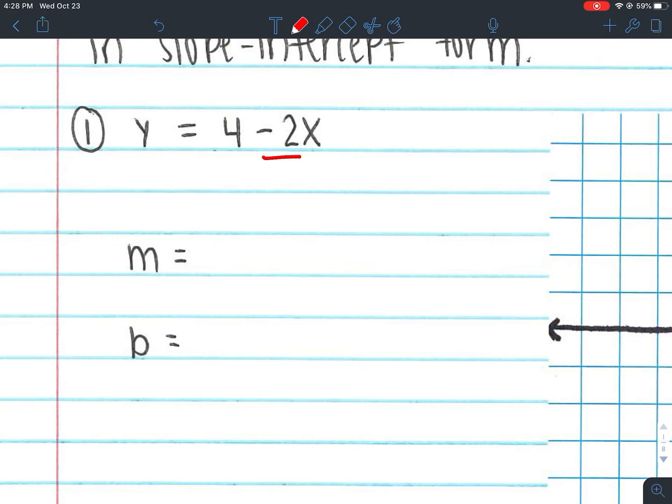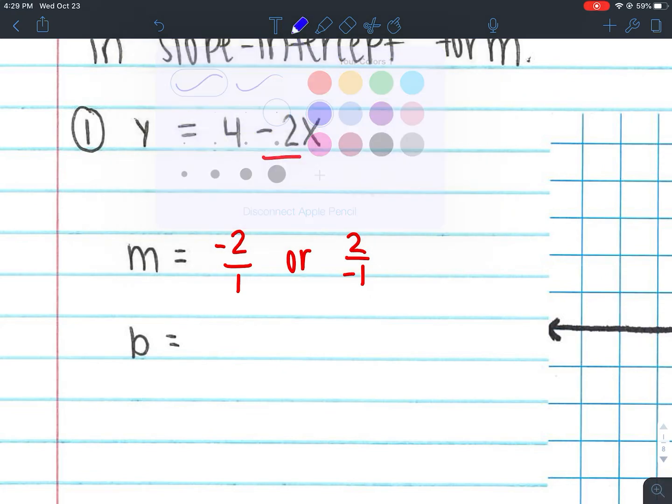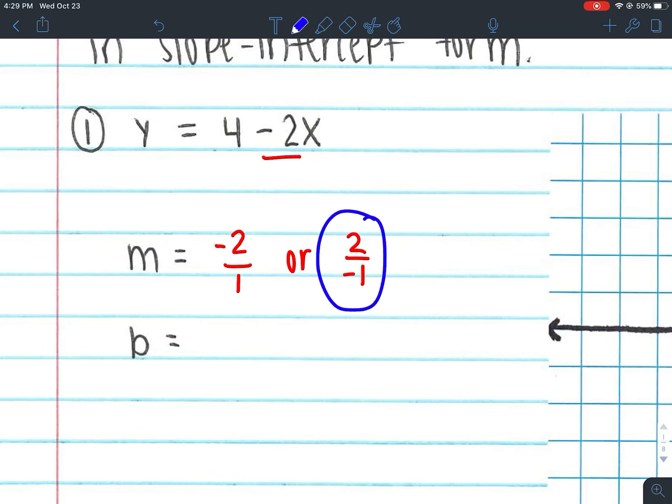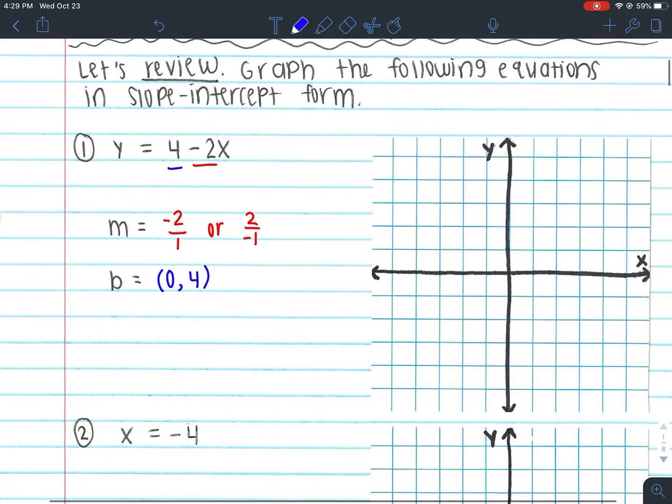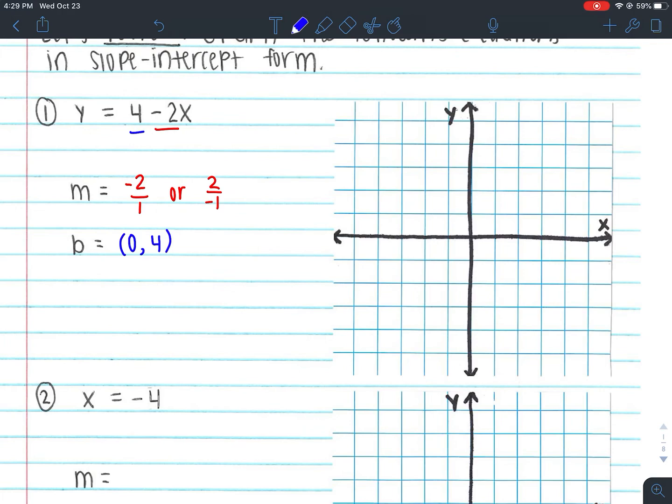So our slope here, remember, slope is always attached to your x value. So the slope here would be -2. But we also want to write it as a fraction because we want to know a rise and a run because we need it to graph. So this would be -2 over 1 or 2 over -1. And the reason why we write the equivalent form over here is because sometimes we can't use the first slope and we use the second one, but they mean the same thing. They're both still -2. And then our y-intercept is our b value, which is all by itself, written as the point (0, 4).